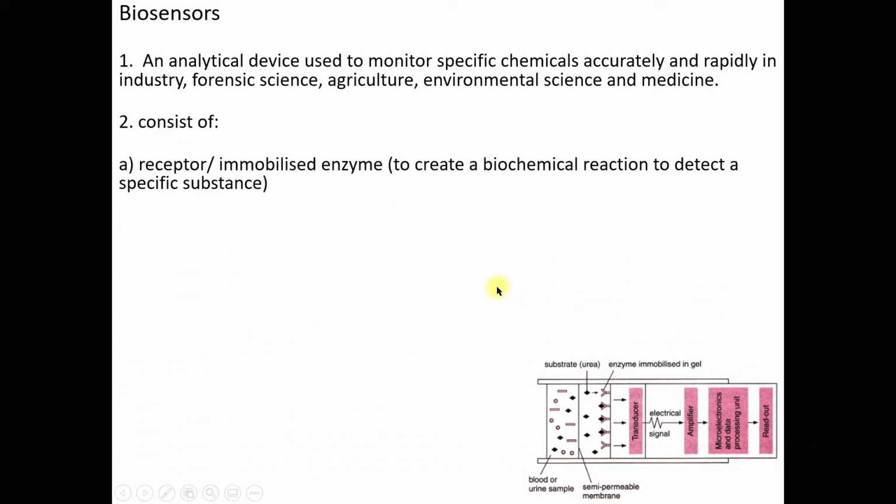So these biosensors consist of a receptor. You can see this is the receptor. This is one example of biosensor. This is the receptor part of it that has the immobilized enzyme. The function is to create a biochemical reaction to detect the presence of a specific substance. Then we have the transducer. This is the part in the biosensor that converts biochemical signal into electrical signal.